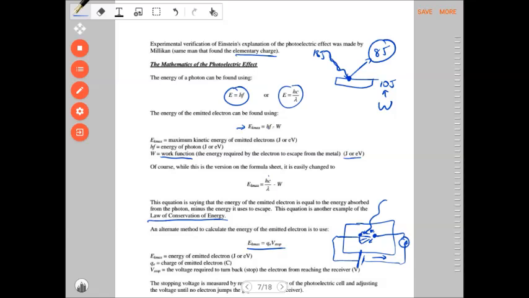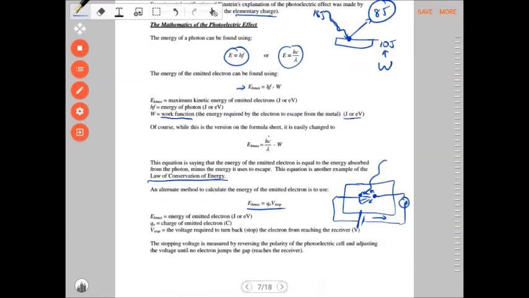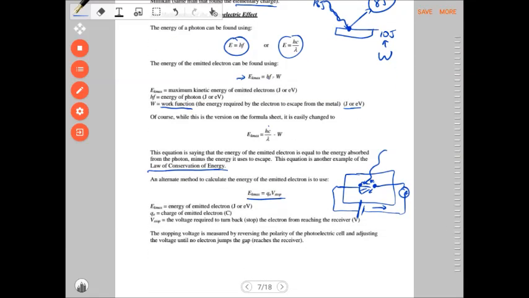That voltage is the energy it takes to stop those electrons. Well, if the electron takes 10 joules of energy to stop, then we know they must have had 10 joules of energy to start with. It's kind of a backward approach, but it works.